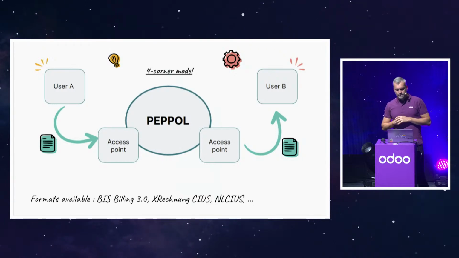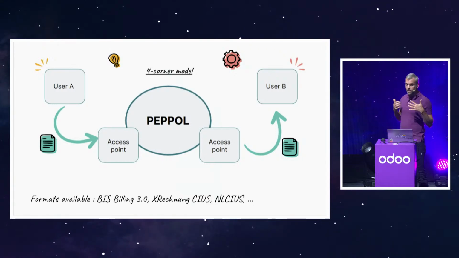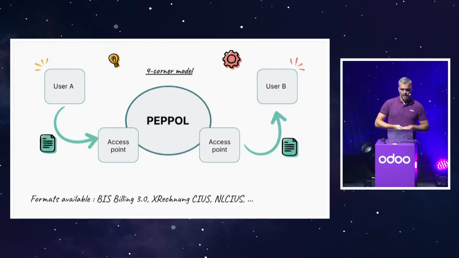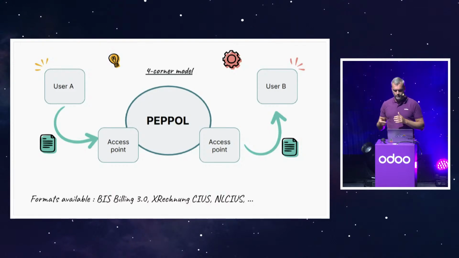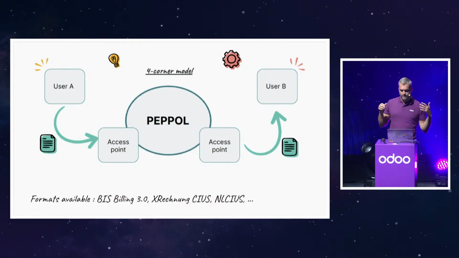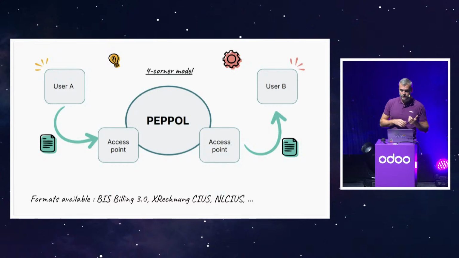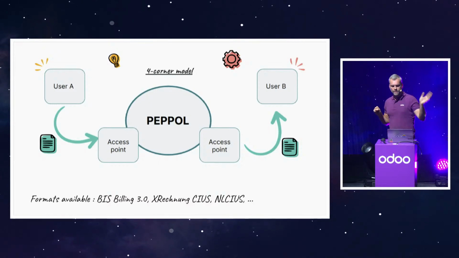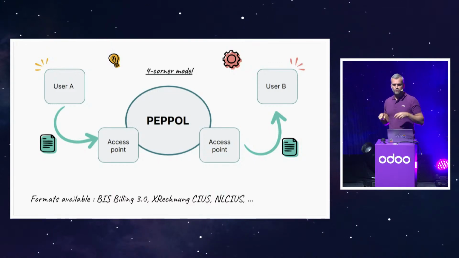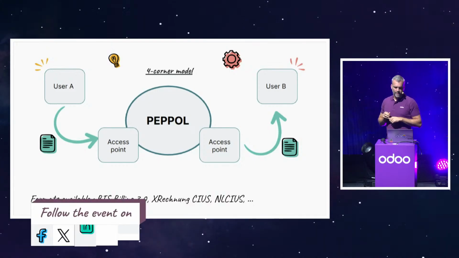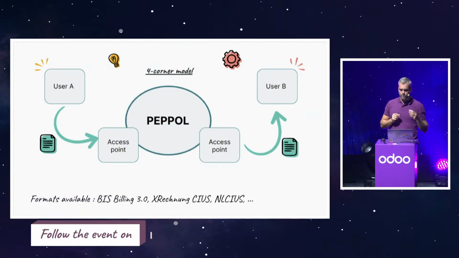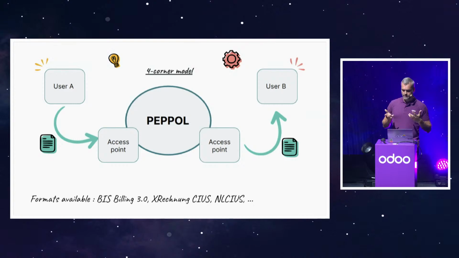I like this graph because it shows a little bit how it works. It's actually quite easy. So basically, one user has to send a document to another user. All right, so every user is going to have their own access point. It doesn't have to be the same access point. They can have different access points. And user A is going to send their document onto the PEPPOL platform using their own access point. And user B is going to receive it automatically because their access point is just going to retrieve that document and then send it to their system.